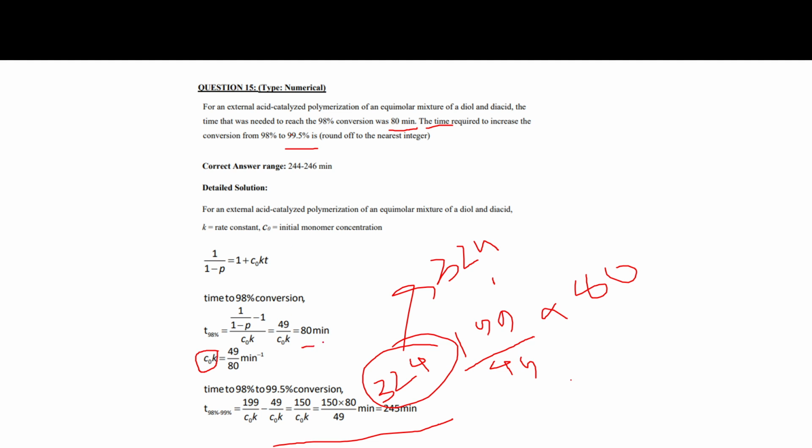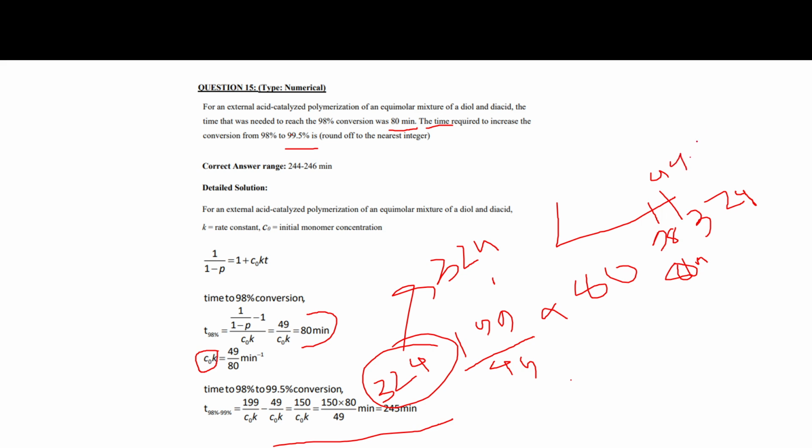Like at 80 minutes, it's already 98% conversion. So here it's not talking about how much time is needed for the 99% conversion. The 98% conversion is already there, so that will take around 80 minutes, right? But when you are doing 99% conversion, it will take around 324 or 325 hours, like that. Did you understand that?